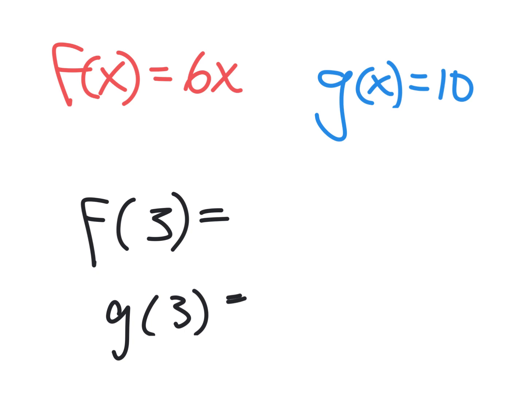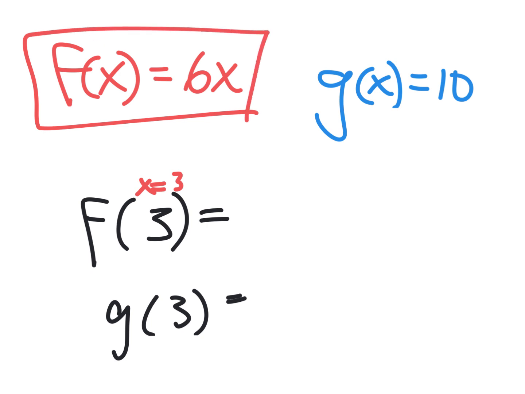Basically, f of 3 is saying, hey, I just stuck in a 3 where the x was, so x is 3. That's what f of 3 means. It's saying, hey, I just decided to tell you that x is 3. So then, f function is this one. 6 times 3 is 18. Raise your hand if you had 18 there. Cool. How about g of 3?